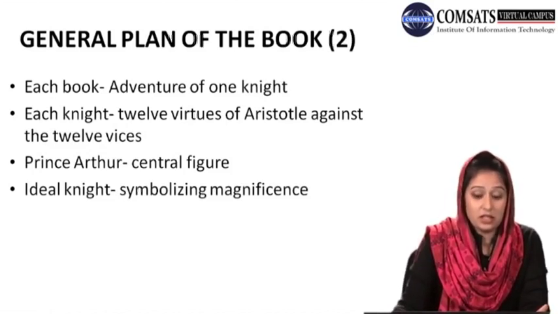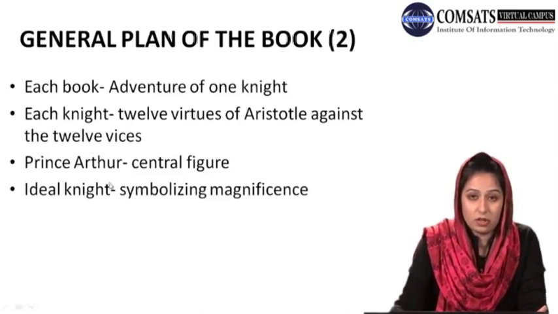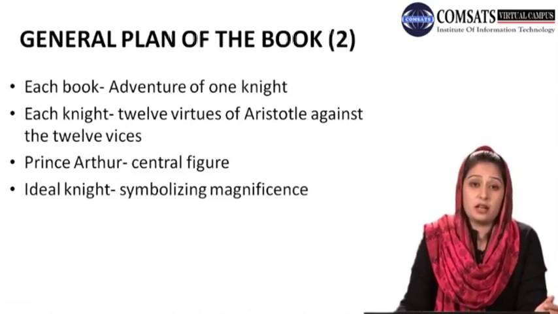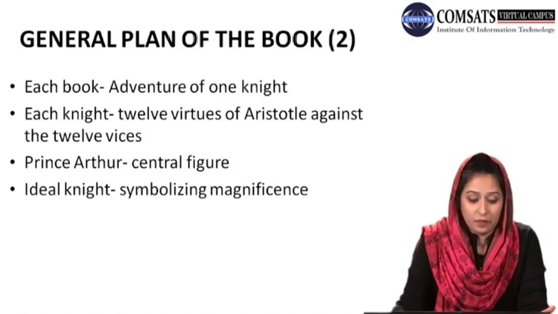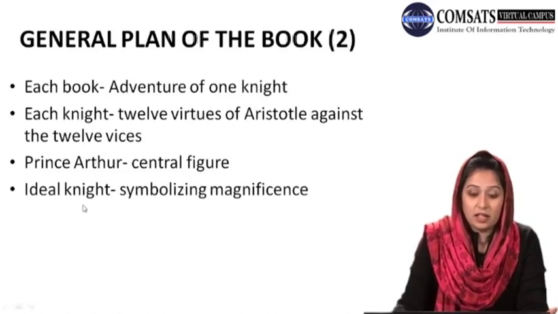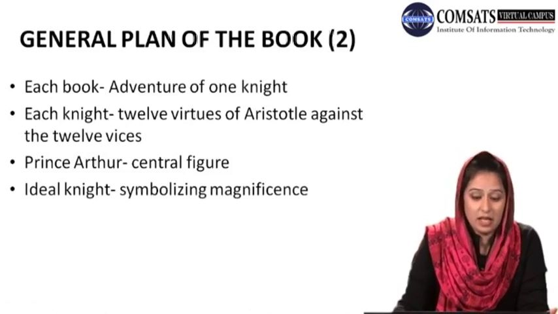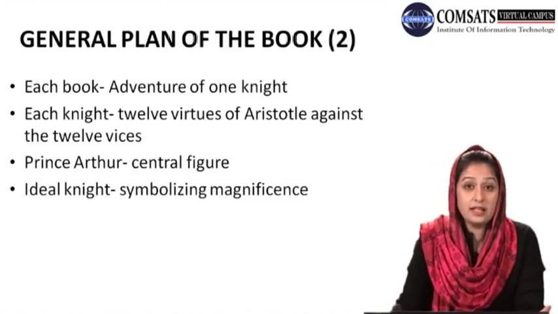Prince Arthur is the central figure of the book, and it is also said that some critics believe that Prince Arthur here refers to the Earl of Leicester. Ideal knights, all these 12 knights in 12 books, they symbolize one of the virtues. They are symbolic of magnificence, they are symbolic of the virtue. So these are ideal knights.